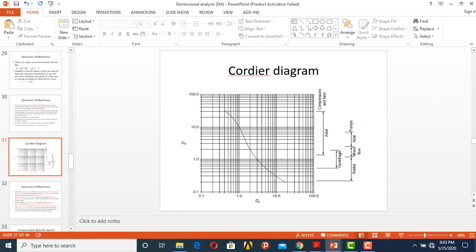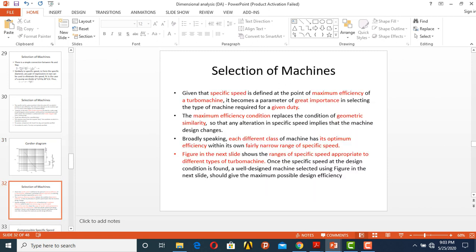So different families, centrifugal pumps, this is radial, mixed flow, axial flow pumps, axial compressors, have got different specific speeds as well as specific diameters.